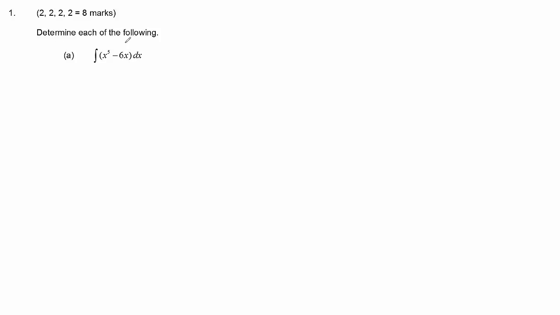We want to determine each of the following. So here we've got part A, which gives us the integral of x to the 5 minus 6x. Well, we should know that the integral of ax to the n dx is ax to the n plus 1, so we increase the power, divide by the new power, and then don't forget the constant.